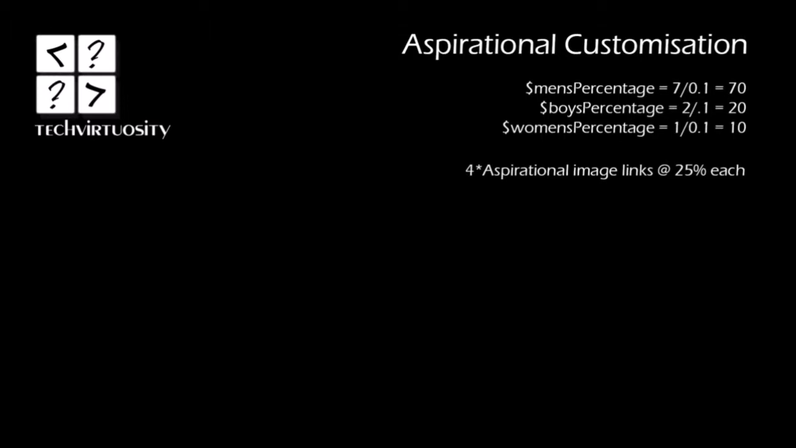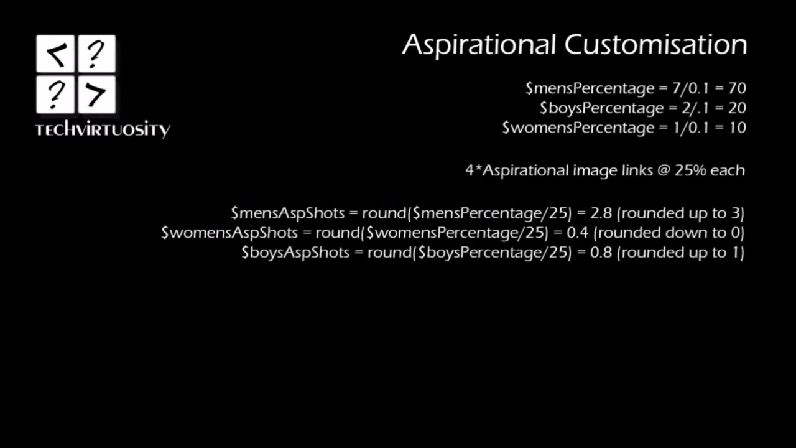Here you go. So this is how that 100% is made up: 70 to men's percentage, 20 to boys percentage, and 10 to women's percentage. So don't forget, there are 4 aspirational images and links at 25% each. So we now take another new variable, men's ASP shots, where we round up or down the men's percentage variable divided by 25. So that's 2.8, and that rounds it up to 3.